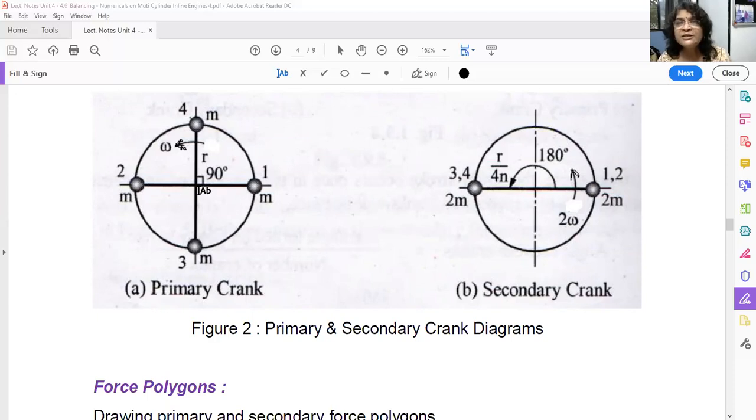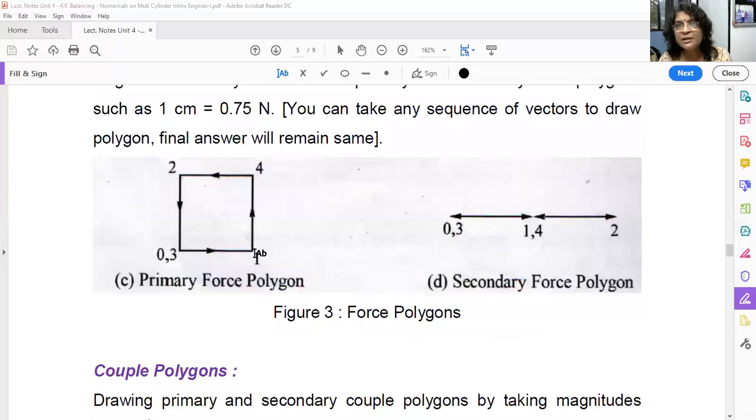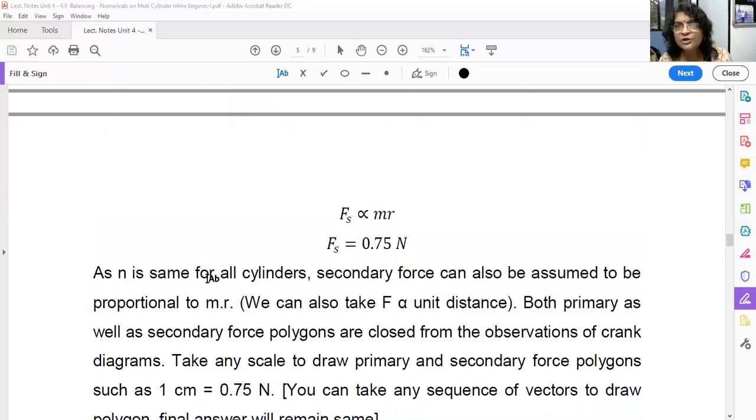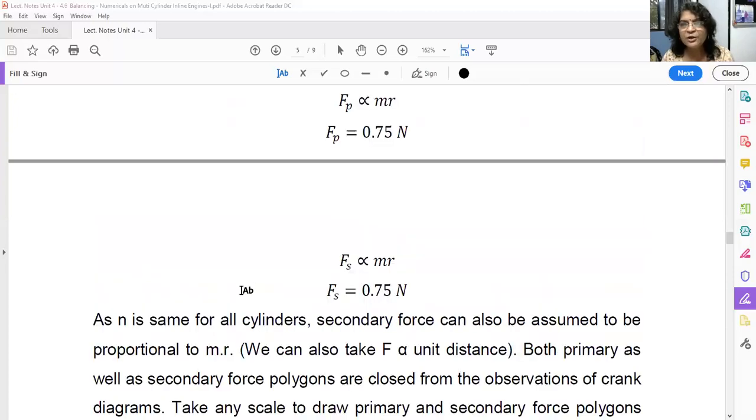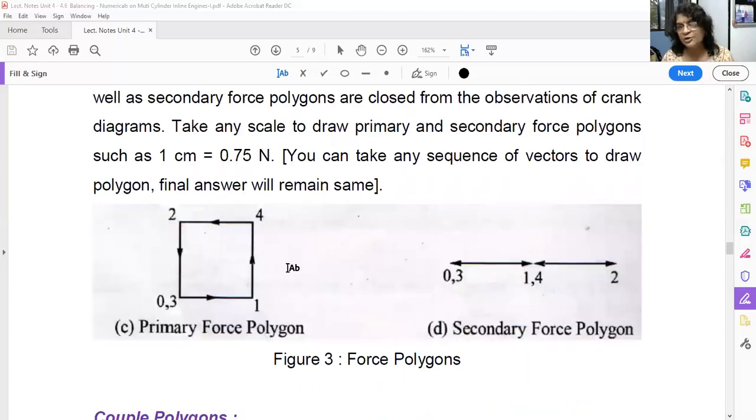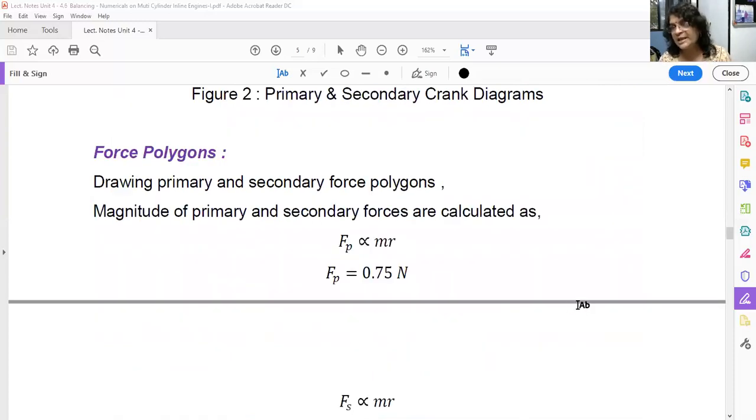So from O we draw 1 at 0 degree angle. After 1 there is 4. So 0 to 1, 1 to 4, 4 to 2, 2 to 3. How did we draw it? As per the direction of the crank diagram. So you got this closed polygon. This is the primary force polygon. Now for the secondary force polygon, you have to refer to this diagram.